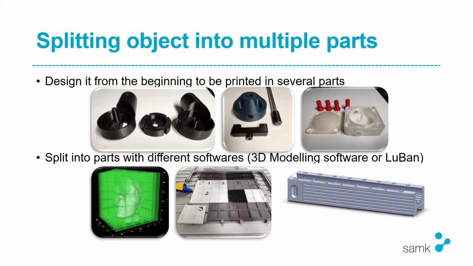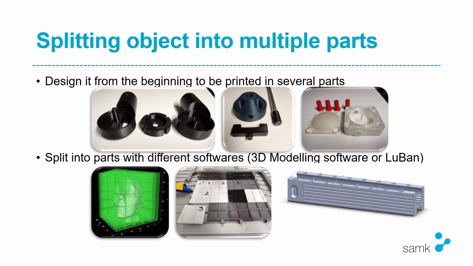on the top. Or if you have already designed the part but it's just big, you can use different software to cut it down into pieces. For example, on the left there's a human head that was then cut into pieces using a software called Blueban. And in the middle, the same thing. There was a part that was cut into shapes of different sizes with the software called Blueban, and it does this automatically.